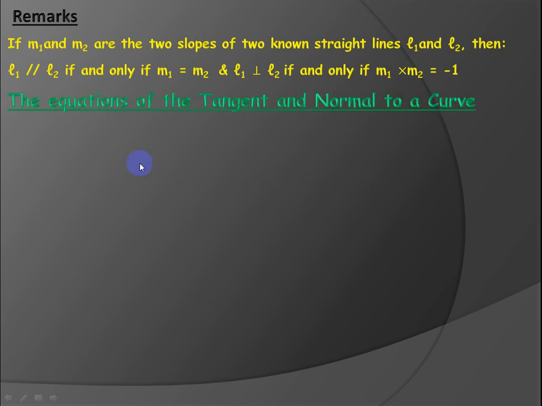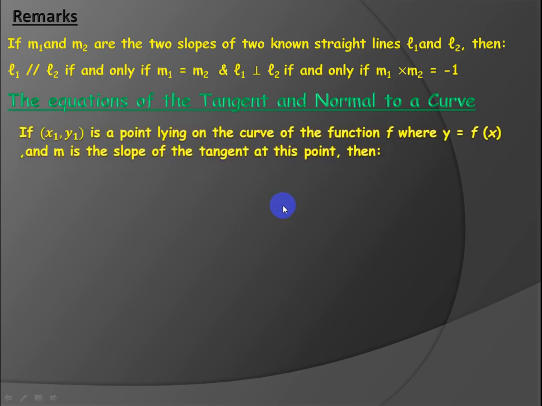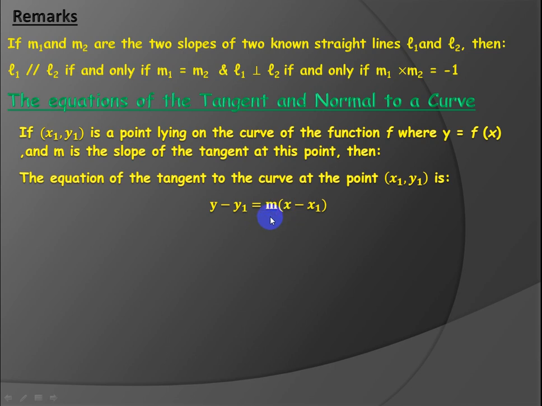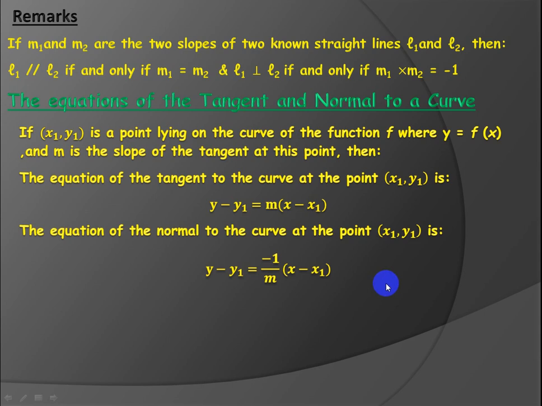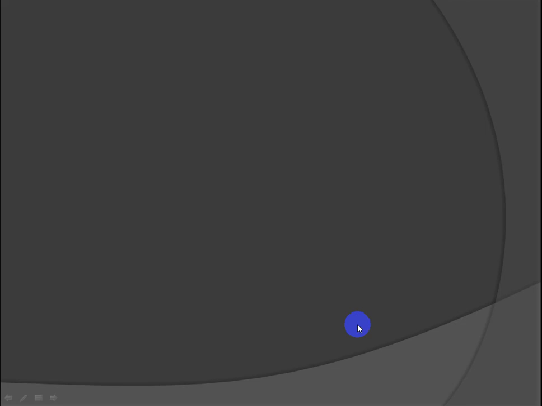Now let's take the equations of tangent and normal to a curve. The equation of the tangent to the curve is y minus y1 equals m times (x minus x1). m is the slope of the tangent, and (x1, y1) is the point where the tangent touches the curve. So this point lies on the curve and also lies on the straight line. The equation of the normal to the curve at the same point (x1, y1) is y minus y1 equals -1 over m times (x minus x1). Now let's take some examples.